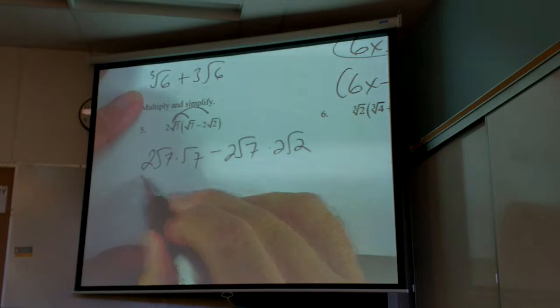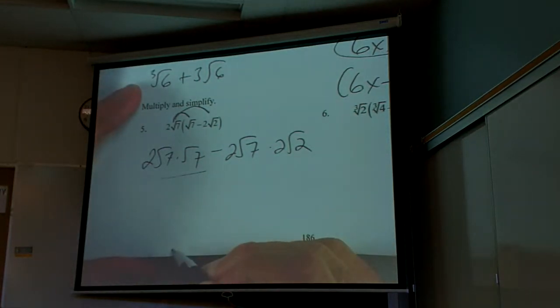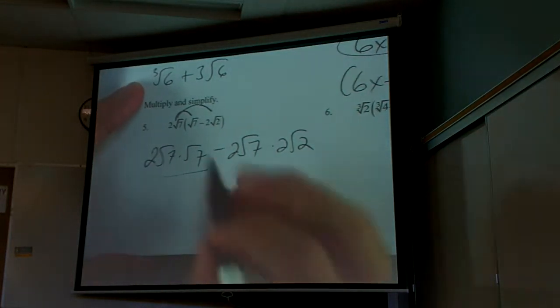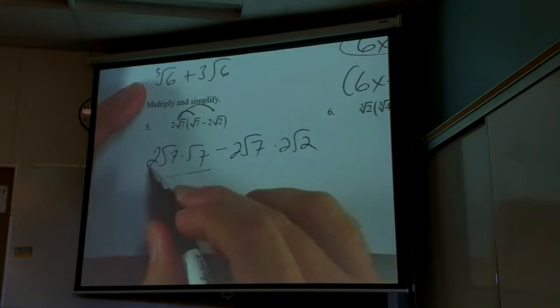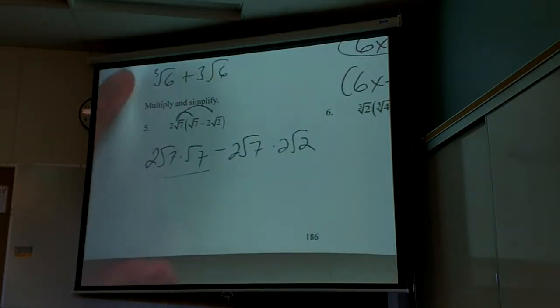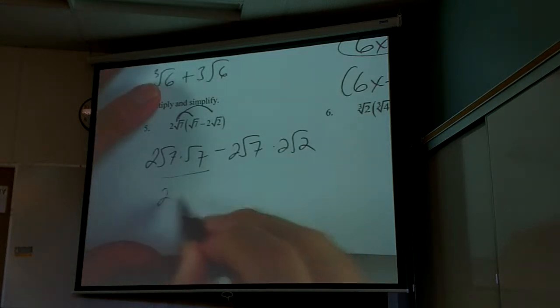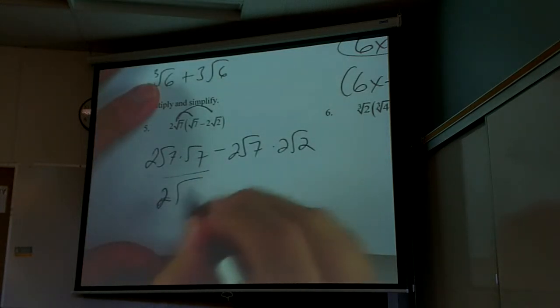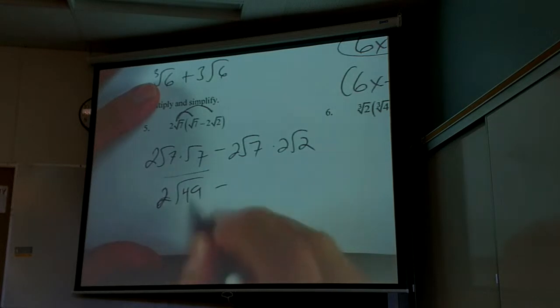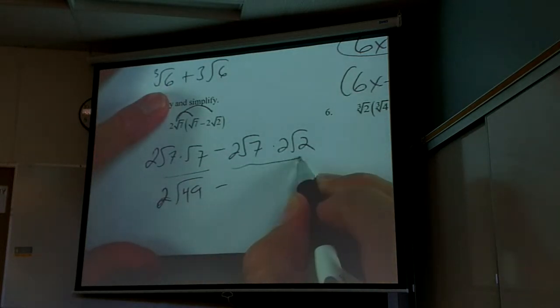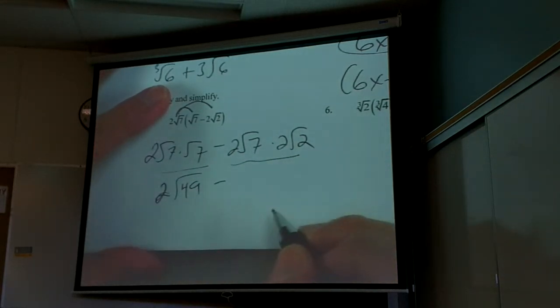Well, here, what could I multiply? 7 and 7. Yeah, because they both have a rad on them. The 2 just kind of comes from the right because it's got nobody to go with. So it's 2 rad 49. We'll do that in a minute. What happens here? What can I put together?